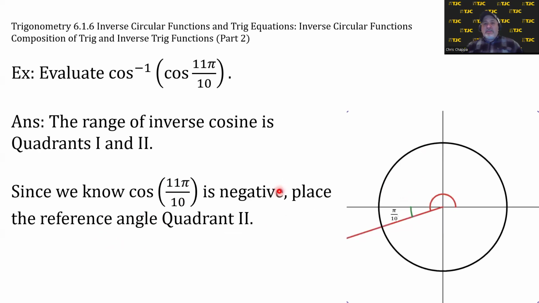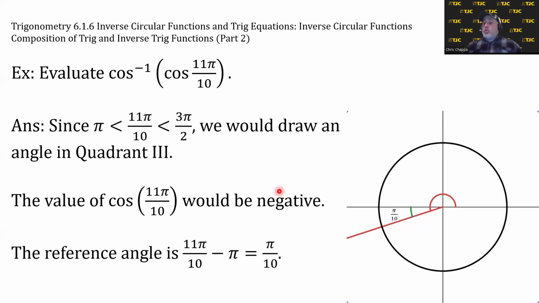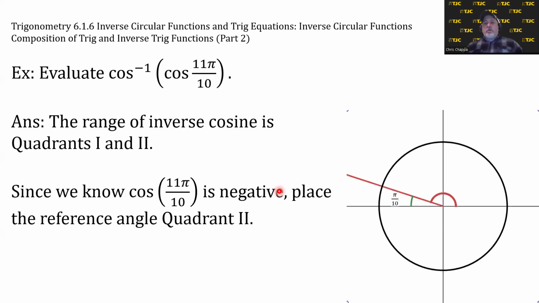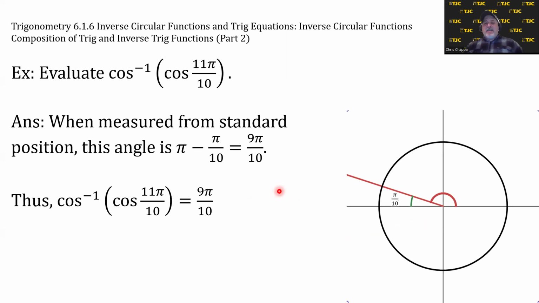Again, 11 pi over 10 is in quadrant 3. Cosine inverse can only give us values from quadrants 1 and 2. Since cosine of 11 pi over 10 would be negative based on the quadrant, then we need to go up to a quadrant for negative cosines when we're doing cosine inverse. That's why we put the reference angle in quadrant 2 and remeasured it and got 9 pi over 10.